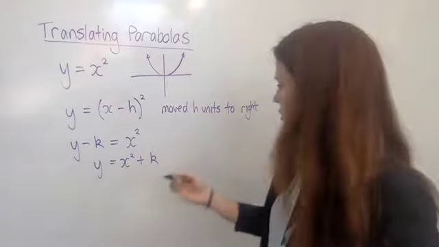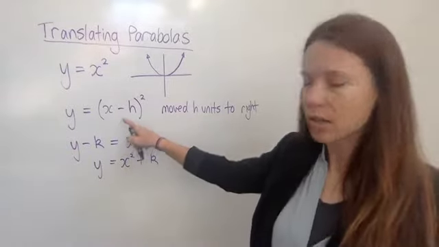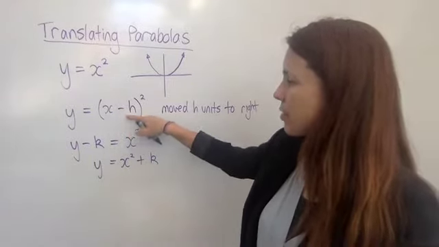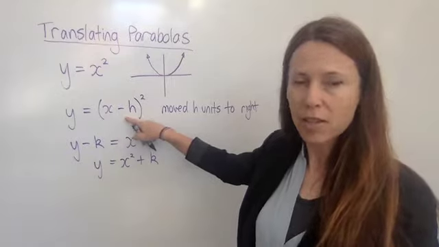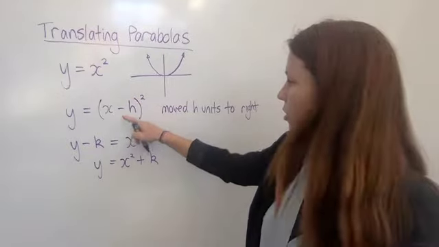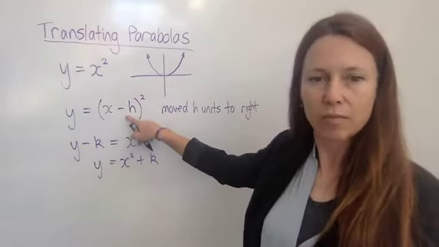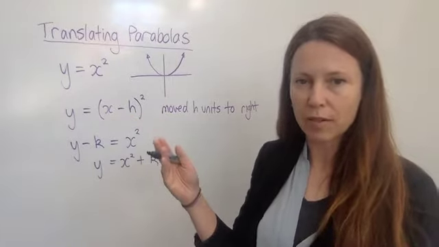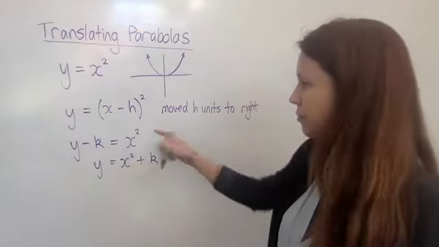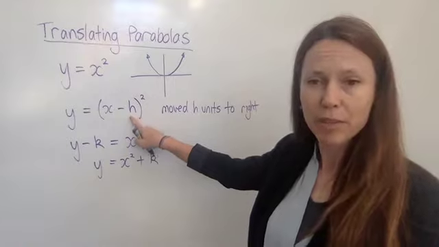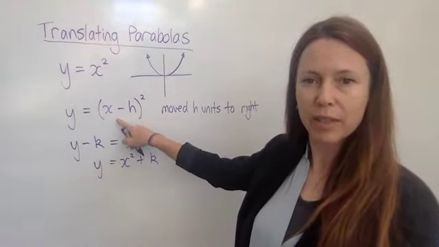So the way that I like to remember it is that if you take whatever the x is doing and change that, so here the x is being squared, so the thing that's being squared can be changed, you'll move it left and right. And remembering which way to go, if it's got a minus here, we're moving to the right, and if it's a plus, then we're moving to the left.